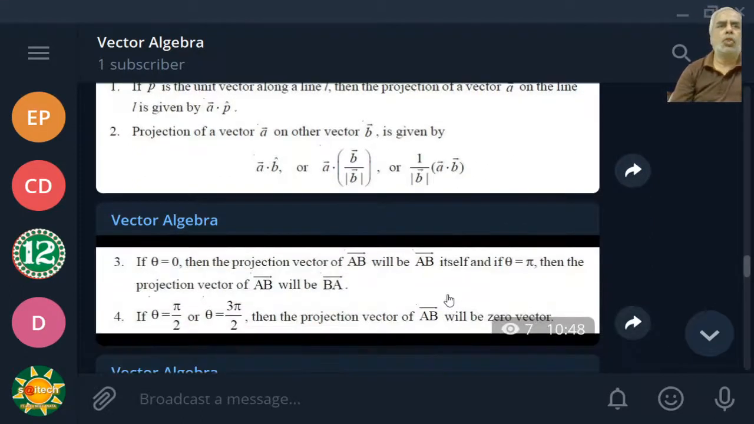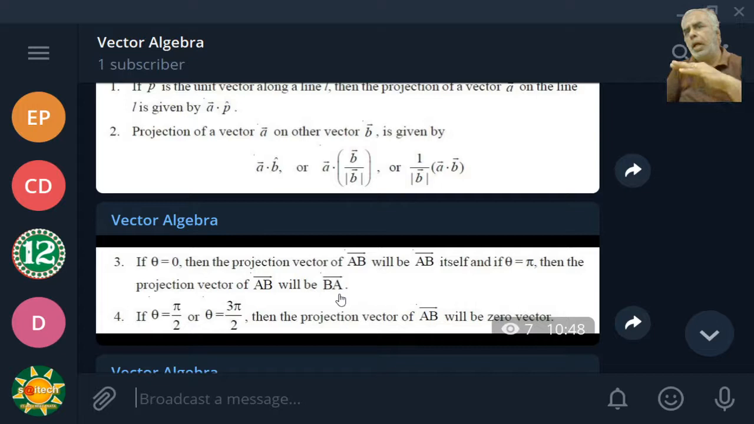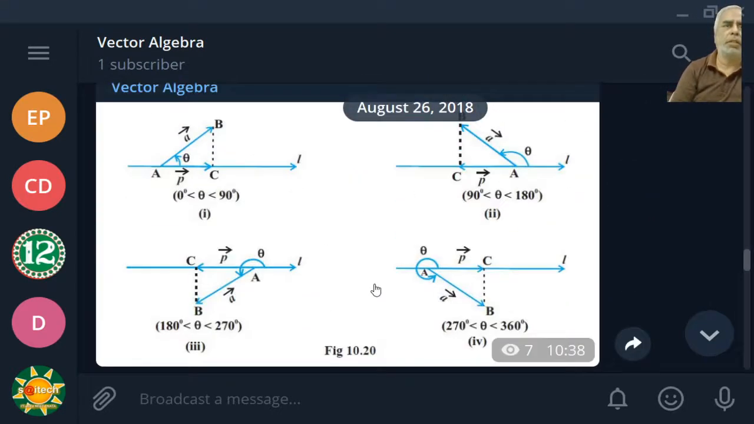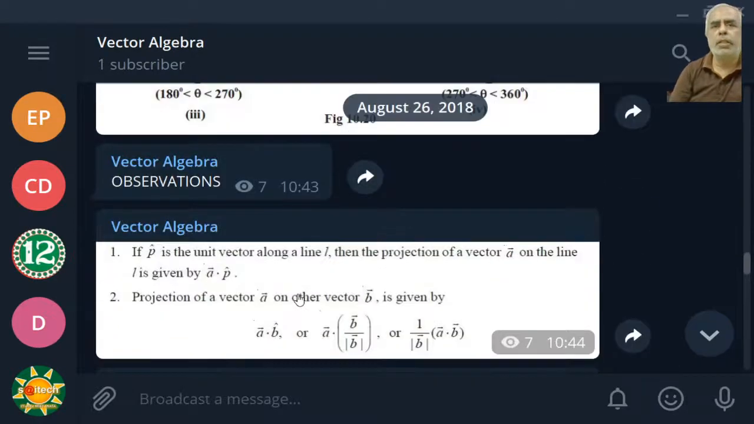Now, if theta is equal to 0, then the projection vector AB will be AB itself, and if theta is equal to pi, that is 180 degrees, then the projection of AB will be reversed in this direction. So theta equal to 0 means AB lies on AB only. When theta is equal to pi, it is in the opposite direction; that is, the projection will be reversed. That is BA, which we have already seen here. It is reversed in this case, and that is the second case.